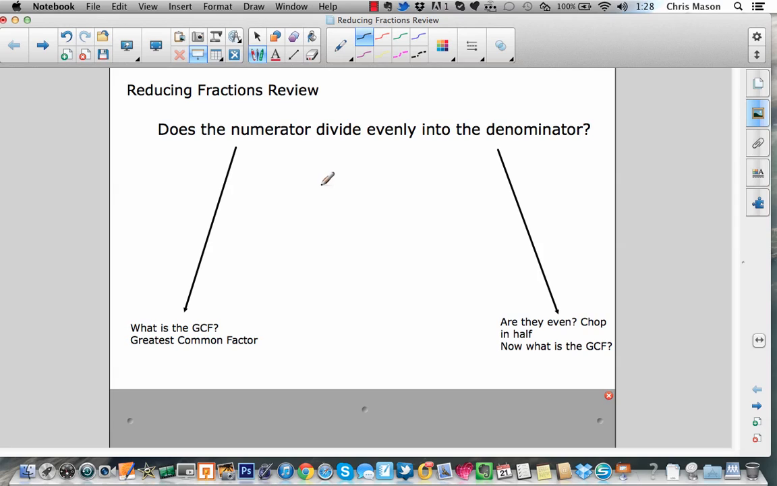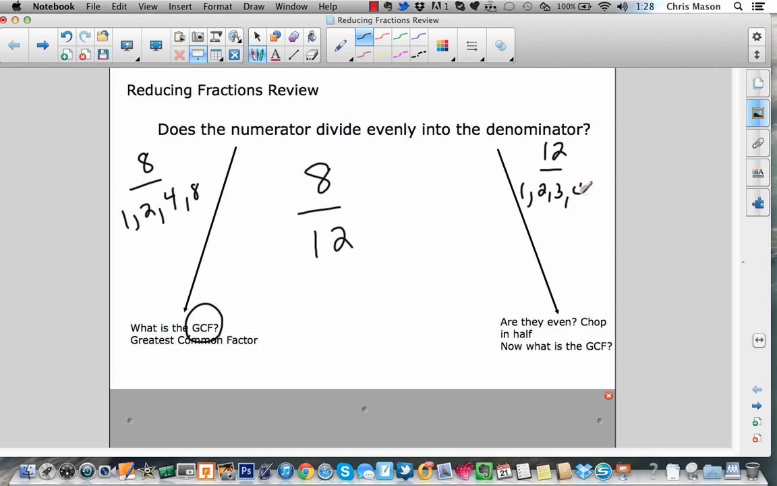So if we look at an example like 8/12, we can find the greatest common factor by thinking of the factor list for these numbers. And then asking ourselves, all right, well, what's the biggest that they have in common? In this case, it's 4. So 4 is the greatest common factor. All right, so we're going to divide by 4 from the numerator and the denominator, and we're going to get 2/3. So that's one possible route.